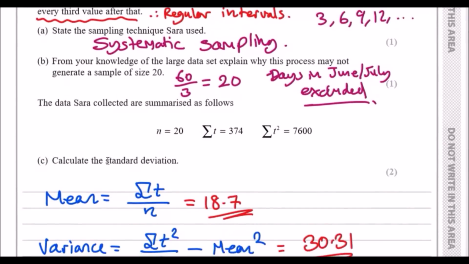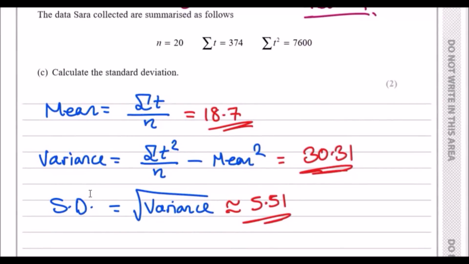What I did here is very straightforward. The standard deviation is the square root of the variance. The variance is the sum of t squared over the sample size, minus the mean squared. And the mean is the sum of t over n. I just calculate each one and plug it in as I go along. This is how I always do it, and personally I find this easier.